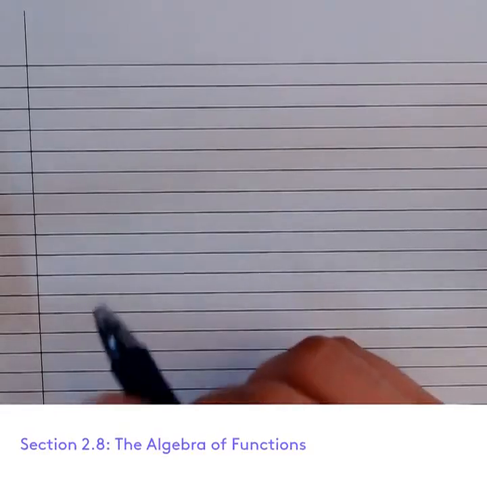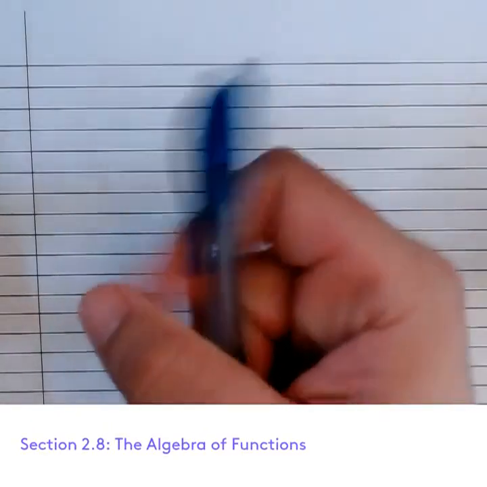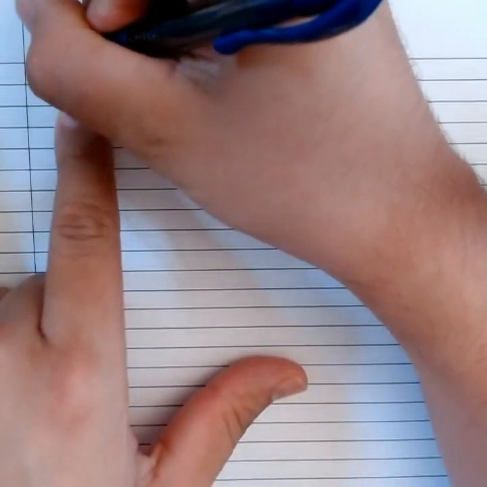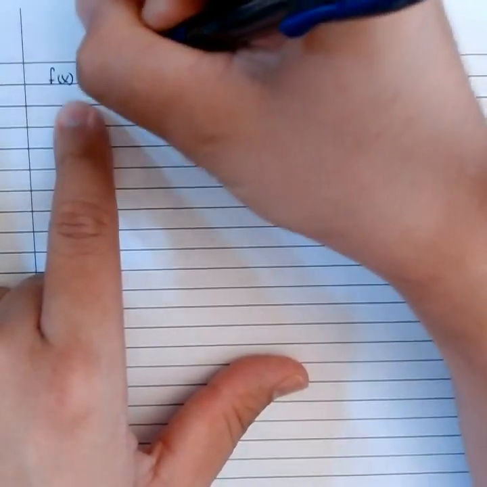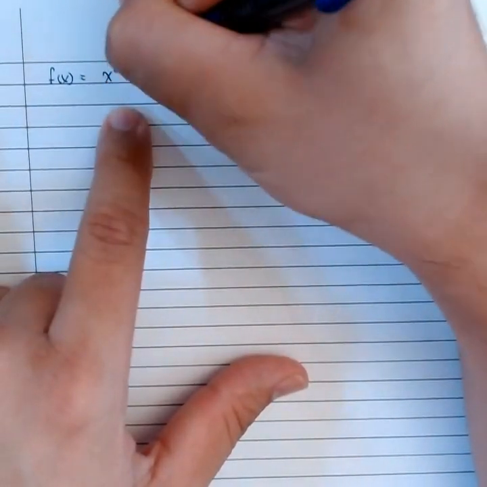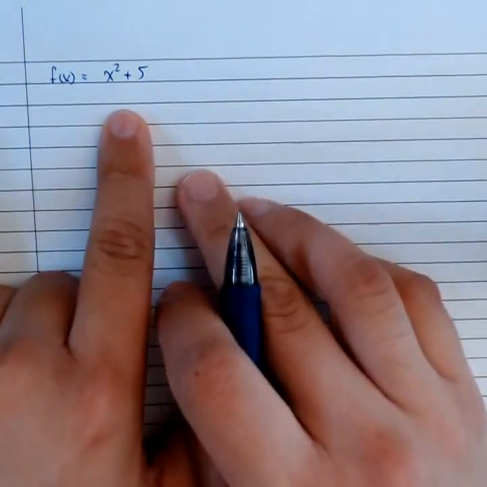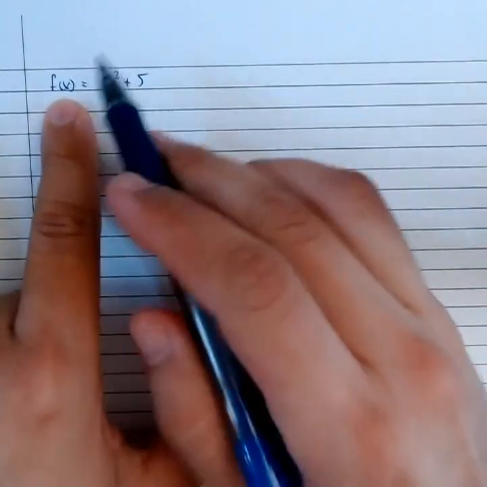Let's look now at section 2.8 and talk about the algebra of functions. So whenever you have an equation that defines a function, say for example f of x is equal to x squared plus 5, you can substitute values directly into this function.